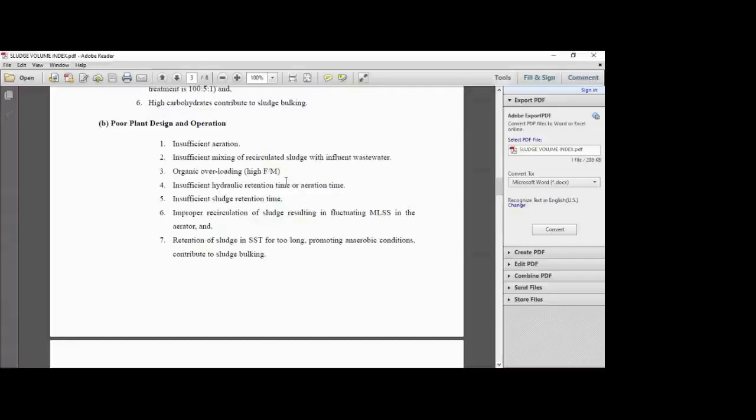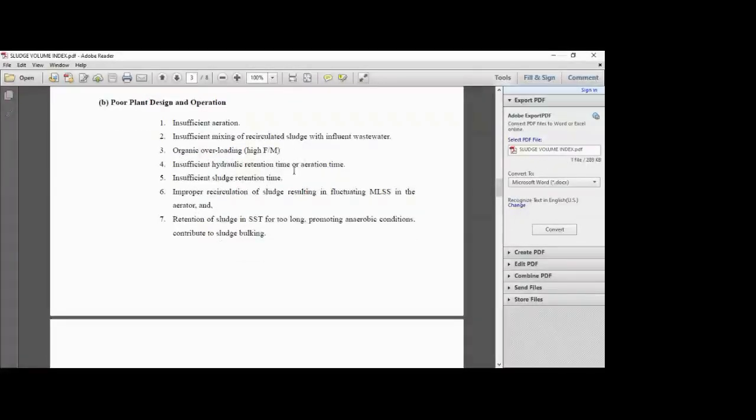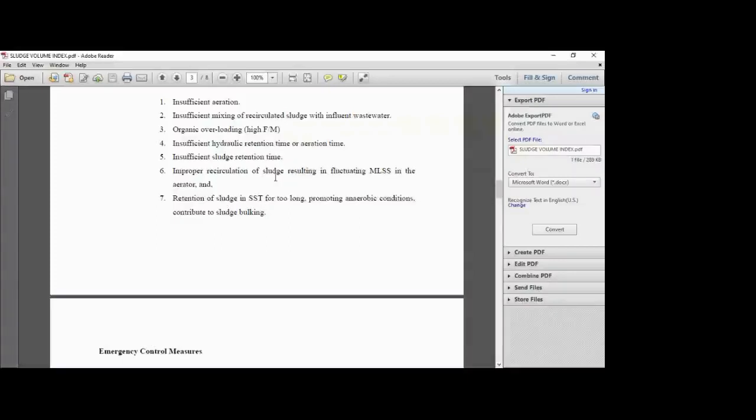Again, very high F/M ratio. I already told that the F/M ratio should be as low as possible. If you have a high food to microorganism ratio, that means your food is more. That is called organic overloading. If your food is more, what will happen? The sludge bulking will happen. Insufficient hydraulic retention time, that is, less aeration or less hydraulic retention time, will also result in sludge bulking. Insufficient sludge retention time.